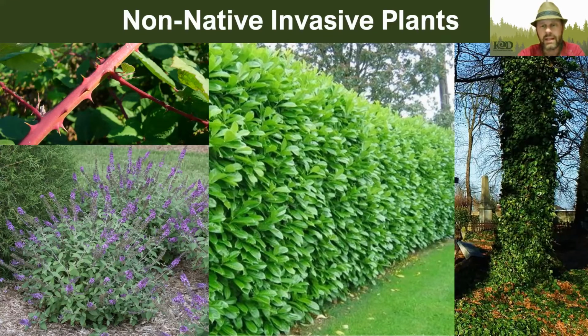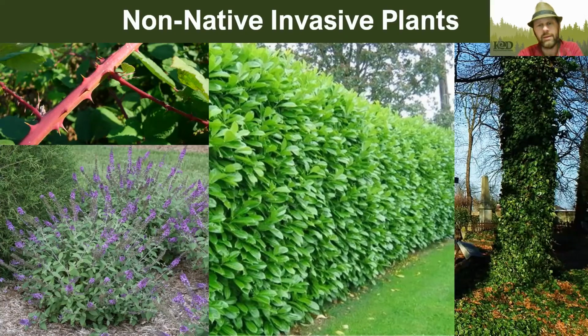So here's just a slide of a few of the common bullies, as we call them. Blackberry on that upper left, with the thorns, you've probably run into those. We love their berries, but they become quite dense, forming monocultures, excluding a lot of other diversity of plants. Butterfly bush on the lower left, sometimes you can still actually find those at nurseries, as well as this big hedgerow here, cherry laurel, a very common plant you can still find and buy in local nurseries.